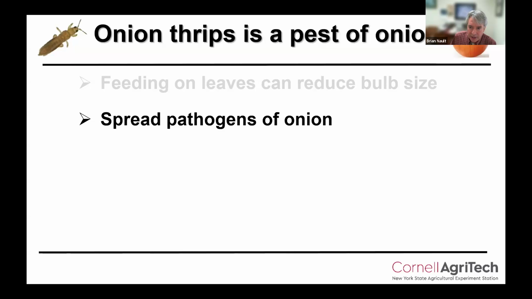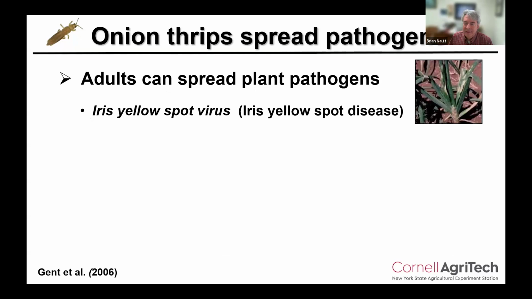The next reason why thrips is such a big pest of onion is that it can spread pathogens. And the worst of the worst, or at least in my opinion, is iris yellow spot virus. This is a tospovirus. Another one that you probably have heard of is tomato spotted wilt virus. So it's the same genus. And this particular virus causes iris yellow spot disease. And you can see the picture here of an onion plant with these straw-colored lesions. That's classic iris yellow spot disease.